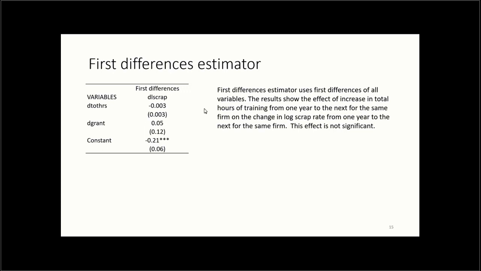We now look at the first differences estimator. The first differences estimator uses D of scrap rate, so this is the difference between this period and the next. And here we also have these differences. These results will show the effect of an increase in total hours of training from one year to the next year for the same firm on the change in log of scrap rate from one year to the next.